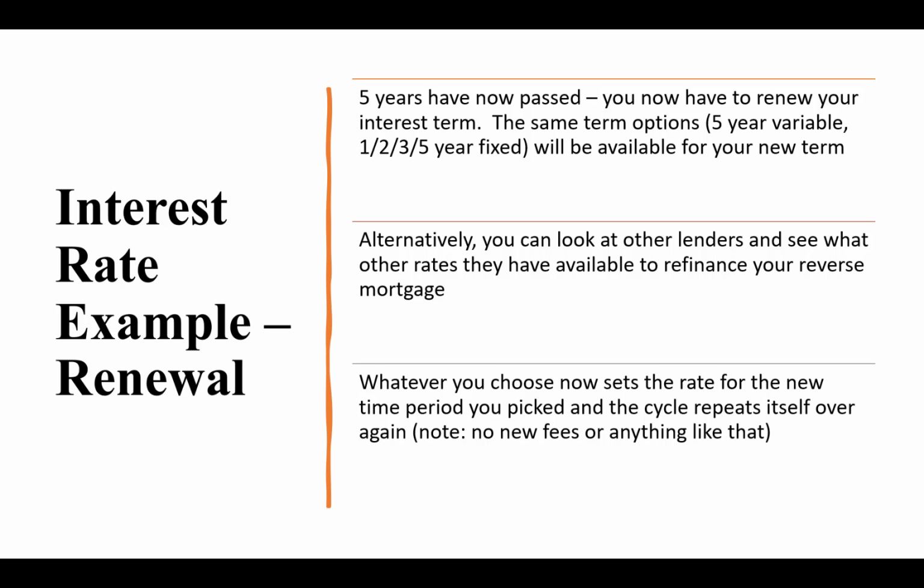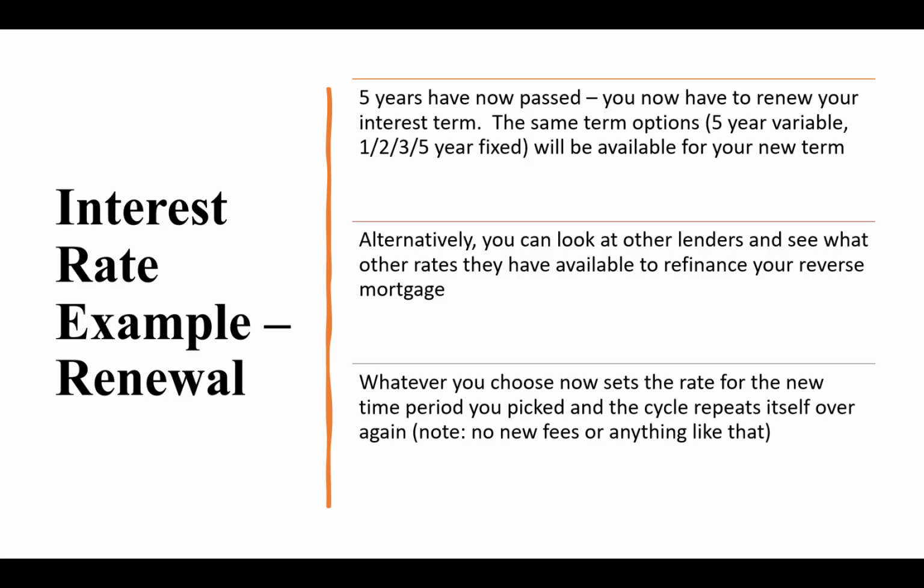You can pick a 5-year variable, you can pick 1, 2, 3, or 5-year fix. Alternatively, at this point, you have a good opportunity to look at other lenders and see what other rates they've got and possibly refinance your reverse mortgage. So this is kind of rate shopping your reverse mortgage, same as what some people do with their regular mortgages when their term is up and they get a renewal offer from their lender.